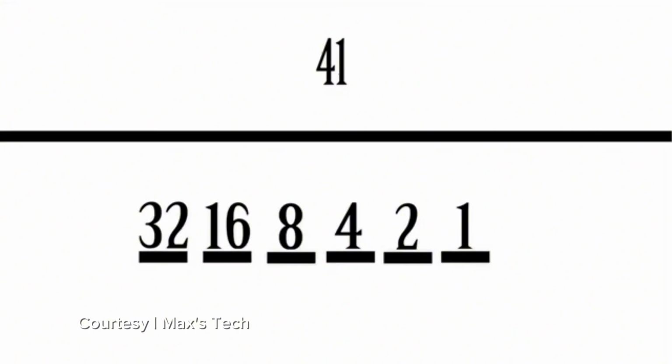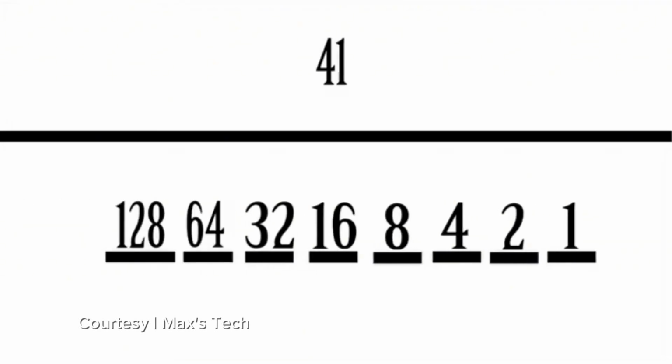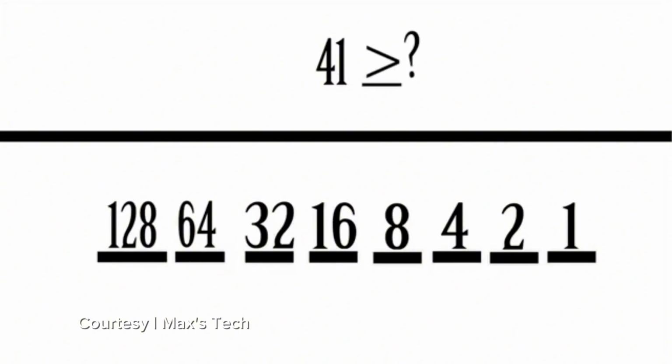But now we have to make sure that we can't go past it, so we're just going to write a couple more. We've got 64, and then we can do 128. Obviously, that's too much. So the biggest value we can fit inside of 41, or you can think of which value is less than or equal to the number you're trying to do, would be 32, because 64 is bigger than 41, so we're going to stop there.